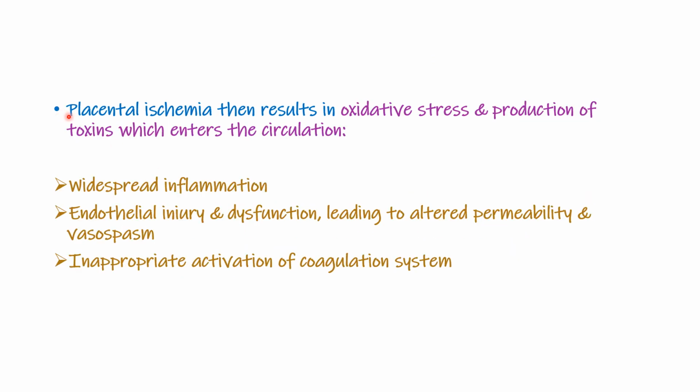Now, because you have inadequate uteroplacental perfusion, you'll have placental ischemia, which then will result in oxidative stress and production of toxins, which now enter the circulation. When these toxins enter the circulation, you'll have widespread inflammation, endothelial injury and dysfunction leading to increased permeability, and then you can have inappropriate activation of coagulation.